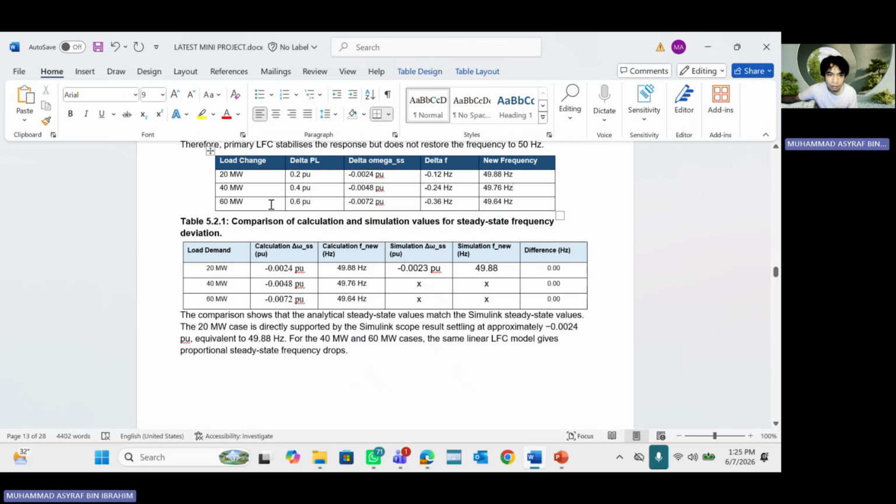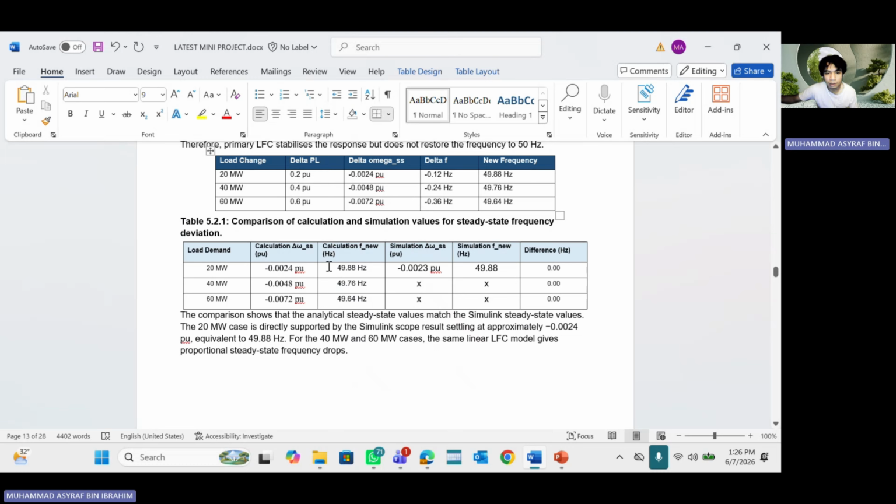Okay, so we can see here that the smaller the load change, the smaller the frequency change, the closer it is to the actual frequency of 50 Hz. So we can conclude that if the load change is small, the system is working minimally to stabilize the circuit, reduce the steady state error from 50 to bring it back to 50.